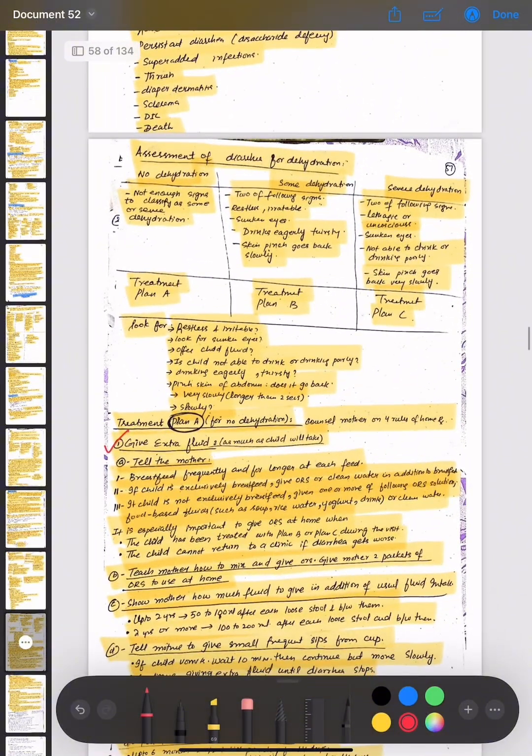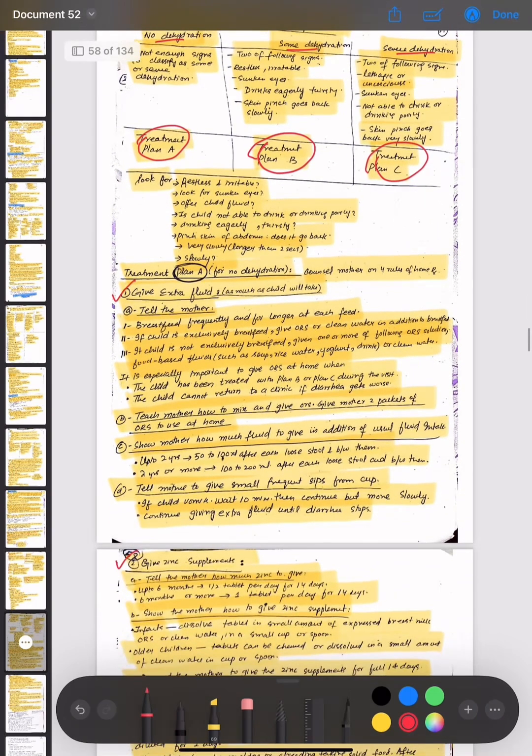Then we are doing the assessment of diarrhea for dehydration. We have no dehydration, some dehydration, and severe dehydration. For no dehydration, we have plan A. For some dehydration, we have plan B, and for severe dehydration, we have plan C.